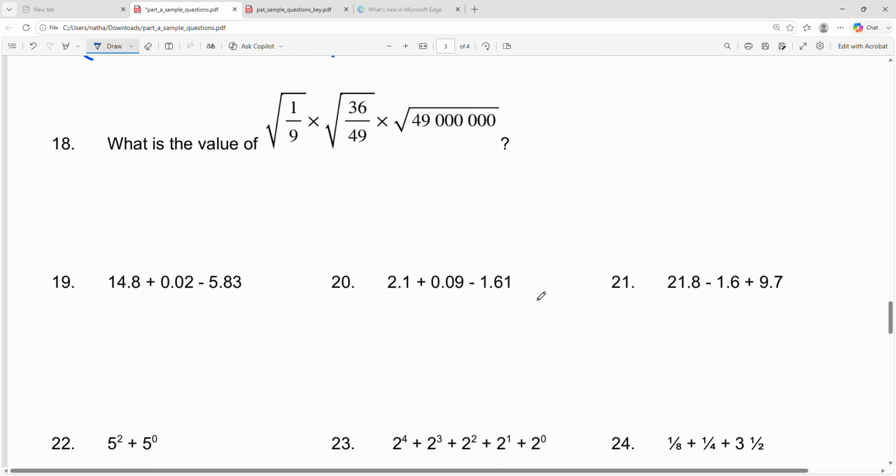All right, what is the value of the square root of 1/9 times the square root of 36 over 49 times the square root of 49 million? Okay.